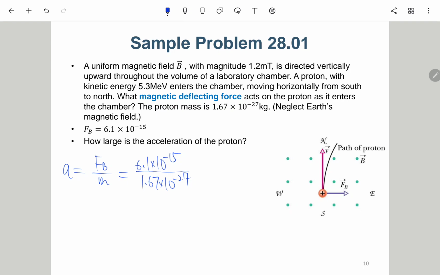Okay, so actually the force is very small, but the mass is even smaller. So the acceleration is really high. 3.7 times 10 to the 12th power meters per second squared, which is a very high acceleration.